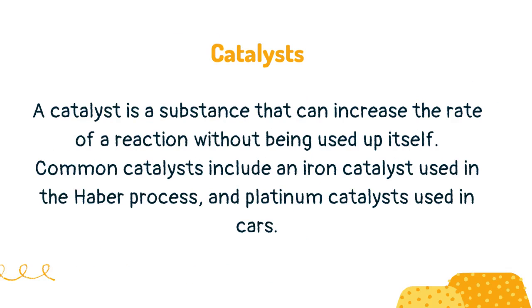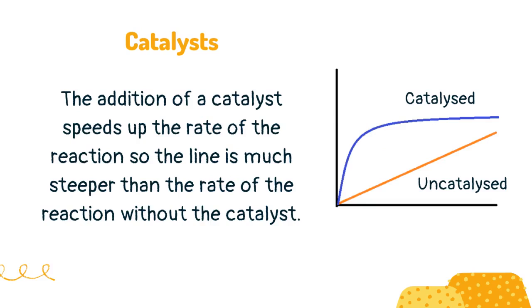A catalyst is a substance that can increase the rate of a reaction without being used up itself. Common catalysts include an iron catalyst used in the Haber process, and platinum catalysts used in cars. The addition of a catalyst speeds up the rate of the reaction, so the line is much steeper than the rate of the reaction without the catalyst.